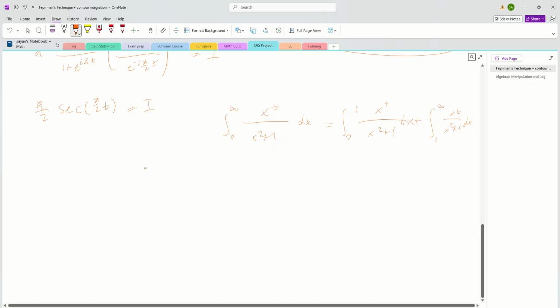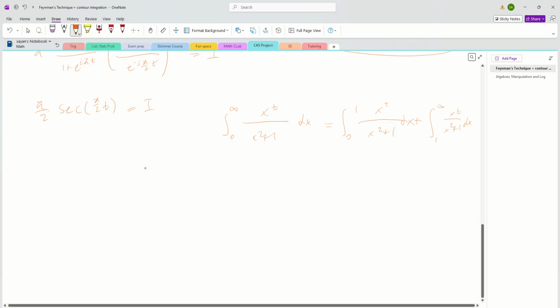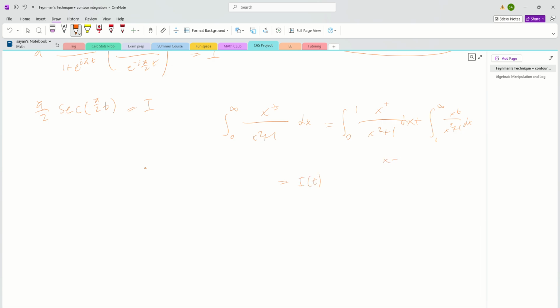And the nice thing is we can turn this into our bounds. That's sort of our goal here, right? So we have I of t, and if I just say that x goes to 1 over x, that means that dx goes to negative 1 over x squared dx. So 1 over infinity gives us 0, right? So we'll have the integral from 1 to 0, and we'll use the negative to flip the bounds.